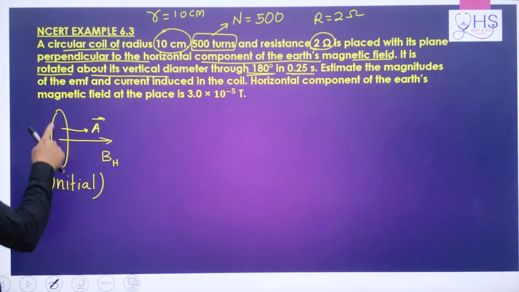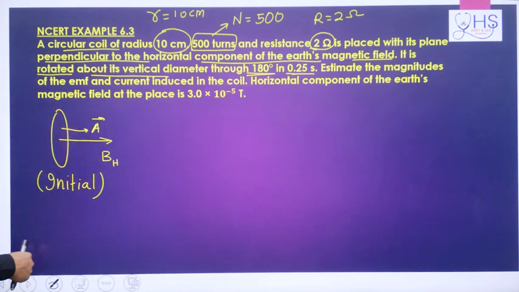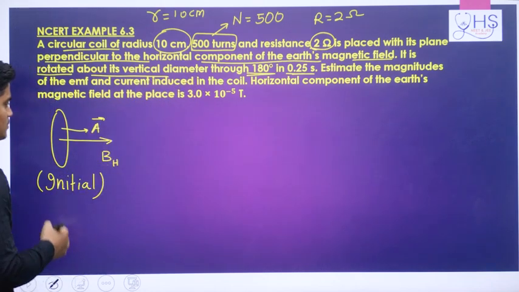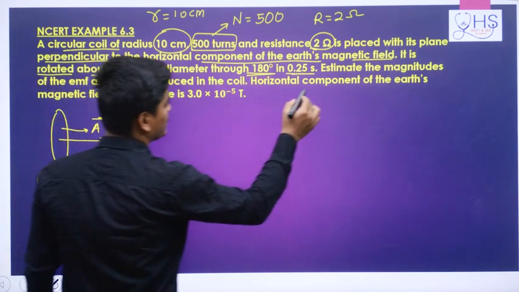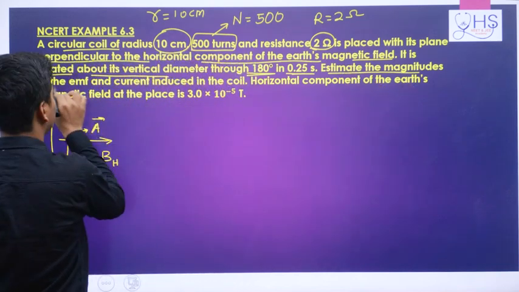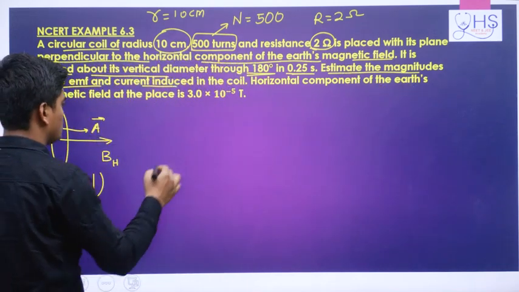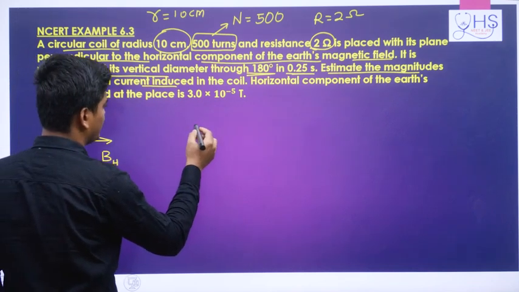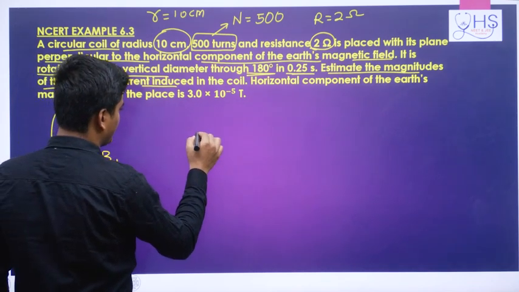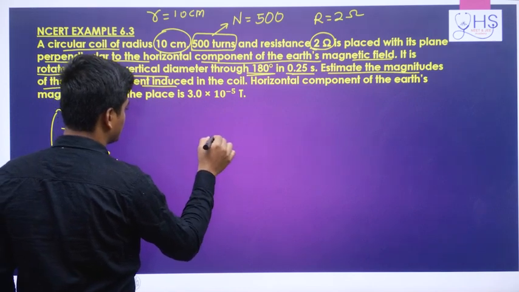So what happened here? Now this coil is rotated. How is it rotated? About its vertical diameter. So this is the diameter here, through 180 degree in 0.25 second. Now estimate the magnitude of induced EMF and current. So if it rotates 180 degree about its vertical diameter, then the situation will become like this.